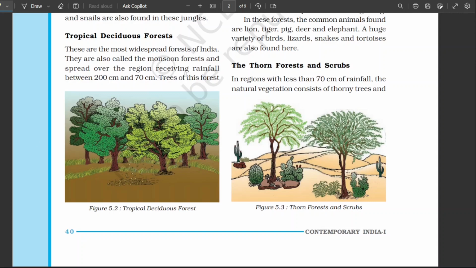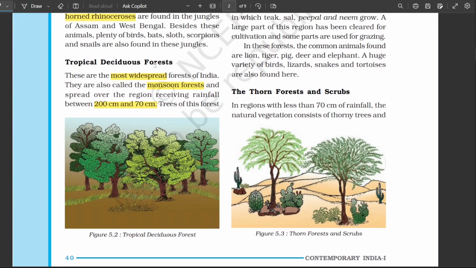Now tropical deciduous forests, these are the most widespread forests of India, most widespread. They are also called the monsoon forests and spread over the region, receiving rainfall between 200 to 70 सेंटीमीटर. तो हमने जो प्रेसिपिटेशन का मैप देखा था इंडिया का, उसमें हैवी प्रेसिपिटेशन वाले जोन थे, वहां पे आपका हो गया ट्रॉपिकल एवरग्रीन फॉरेस्ट, और जो मॉडरेट रेनफॉल वाले जितने भी एरिया थे उन सब जगह पे आपको मिलेगा ट्रॉपिकल डेसिडुअस फॉरेस्ट, एंड दैट्स व्हाई इट इज आल्सो the predominant kind of forest, predominant kind of natural vegetation found in India, which is monsoon forest.